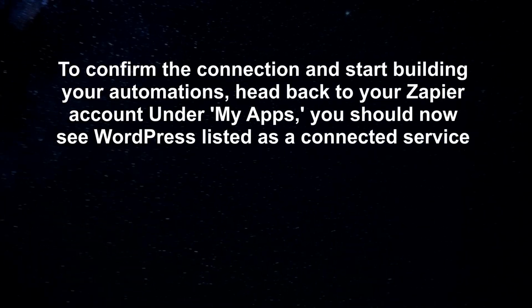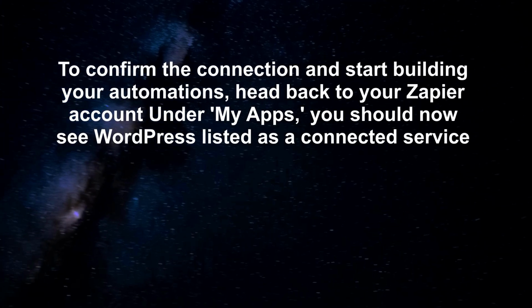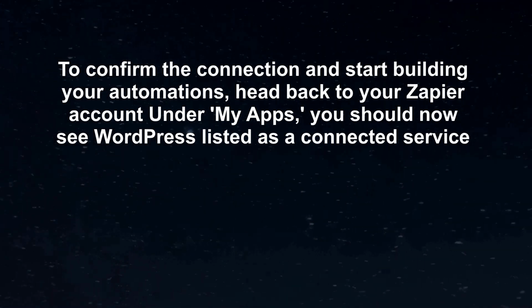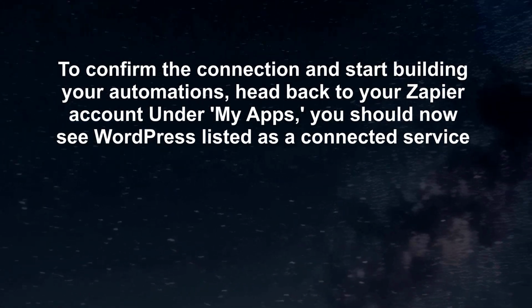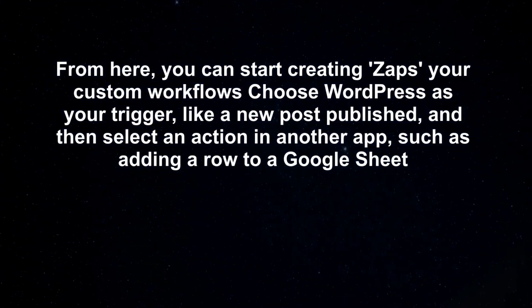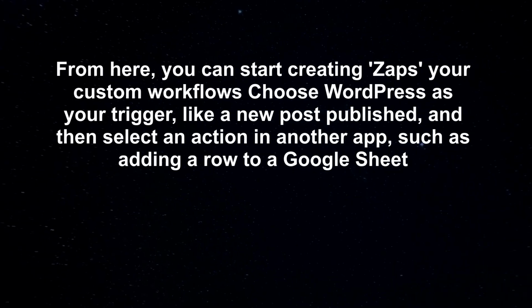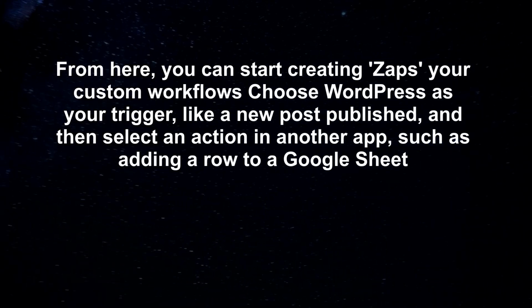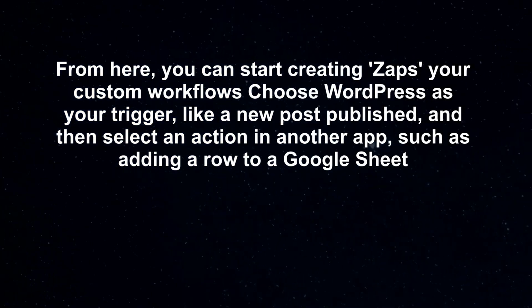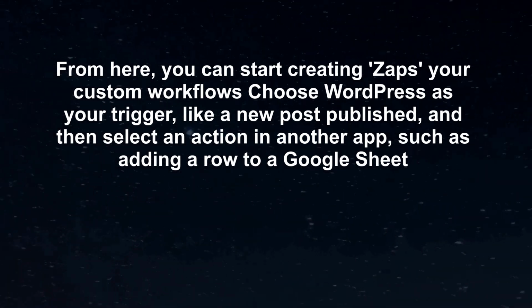To confirm the connection and start building your automations, head back to your Zapier account under My Apps. You should now see WordPress listed as a connected service. From here, you can start creating Zaps, your custom workflows. Choose WordPress as your trigger, like a new post published, and then select an action in another app, such as adding a row to a Google Sheet.